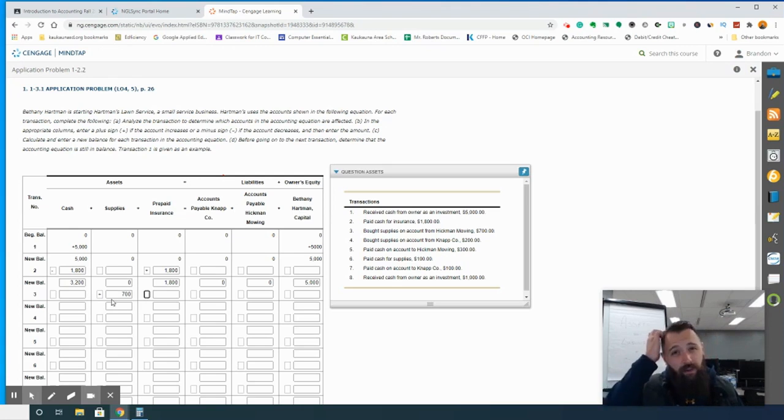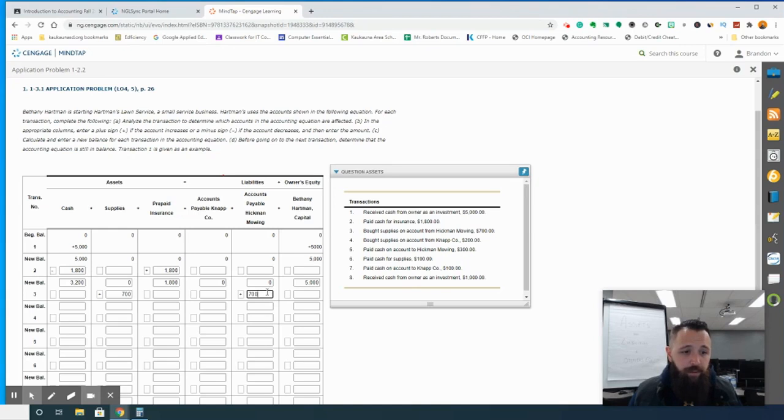Anytime that something's on account, we're looking at a liability. So this is going to be our accounts payable with Hickman Mowing. So when we look at this, would it go up or down? Well, it's going to go up because this account is recording how much we owe Hickman Mowing as a business. If we bought it on account, what that means is it's pretty much an IOU. We're going to pay Hickman Mowing later on. So let's put plus 700 here. There we go.